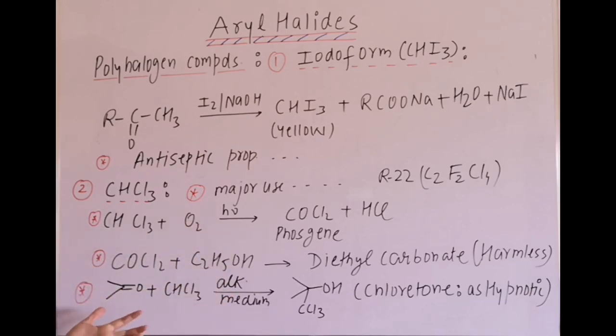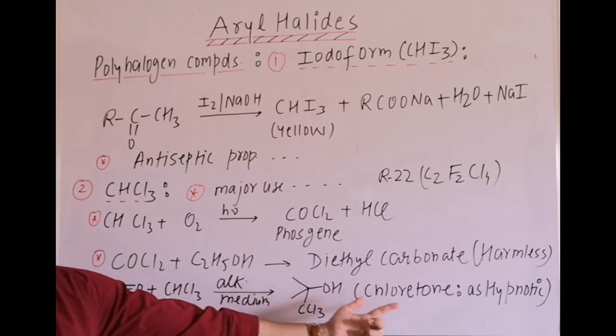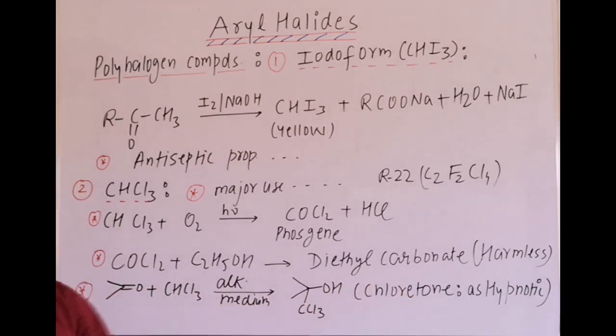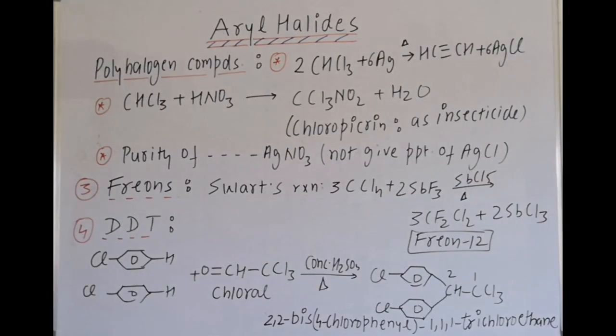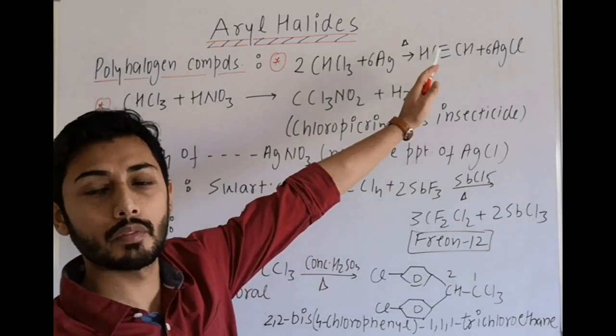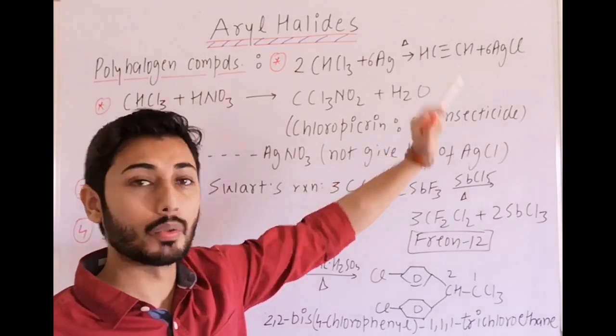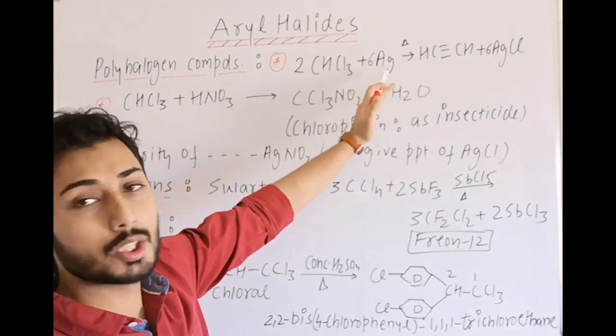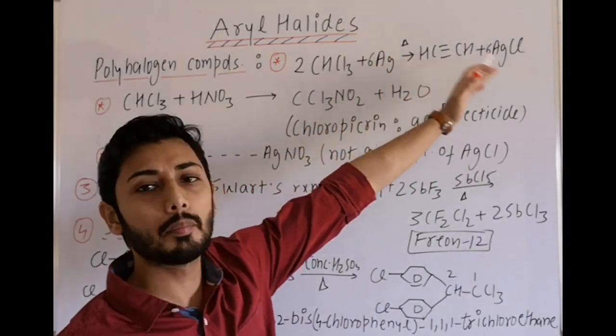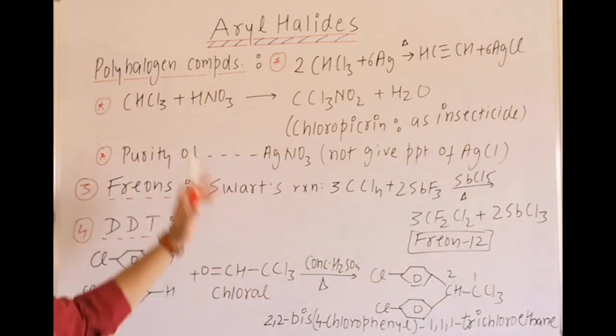Then the other reaction which is giving a particular compound: acetone with chloroform in basic medium gives a compound which is known as chloretone, and it is used as a hypnotic drug. Now next are some other reactions of chloroform. Although this reaction we have covered in acetylene, preparation of acetylene from silver powder: chloroform plus Ag powder, heat, gives acetylene plus precipitate of AgCl.